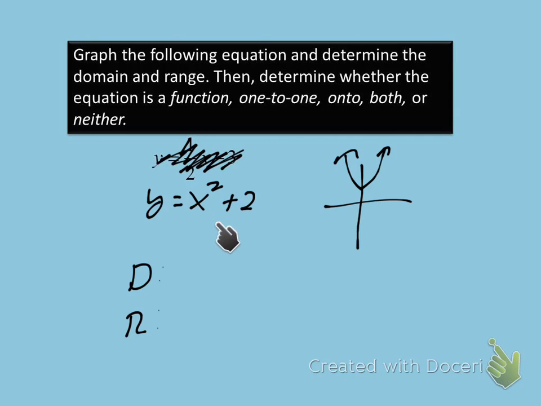Your domain is, and that's your x's. So is there an x that you cannot plug into that function? Is there an x in the number world that you cannot square and add 2 to? No. 0 squared is 0. Add 2, so 2. There isn't a number you can't plug in, which means your domain is all real numbers.